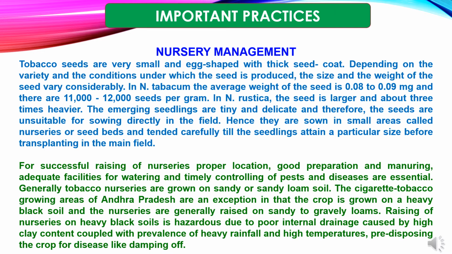The emerging seedlings are tiny and delicate and therefore the seeds are unsuitable for sowing directly in the field. Hence they are sown in small areas called nurseries or seed beds and tended carefully till the seedlings attain a particular size before transplanting in the main field. For successful raising of nurseries, proper location, good preparation and manuring, adequate facilities for watering and timely control of pests and diseases are essential. Generally, tobacco nurseries are grown on sandy or sandy loam soil.